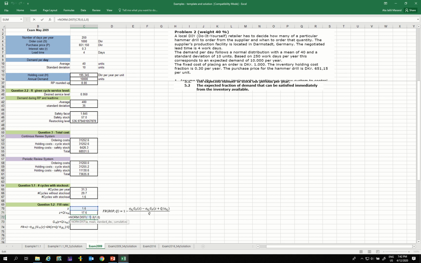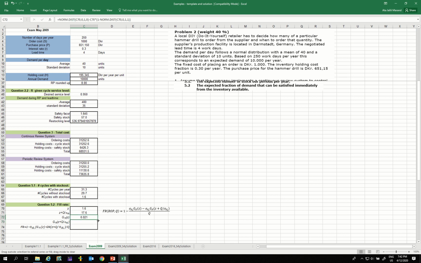Okay, no, we are not done yet. So this phi of Z, this is the lowercase phi of Z, minus Z multiplied by 1 minus, this is capital phi evaluated at point Z. So this is again NORM.DIST of Z with mean 0, standard deviation of 1, and this time we want it to be a cumulative distribution function. That's it.